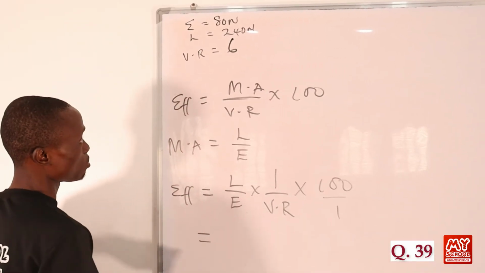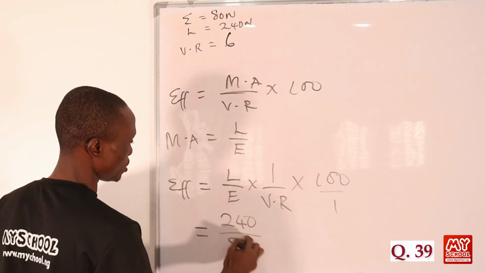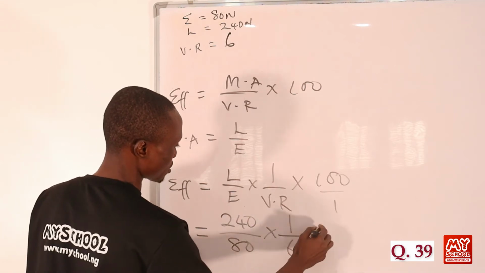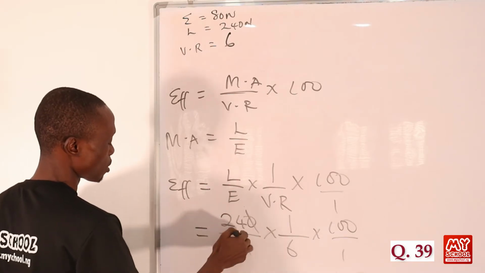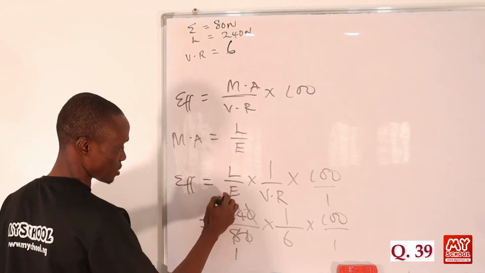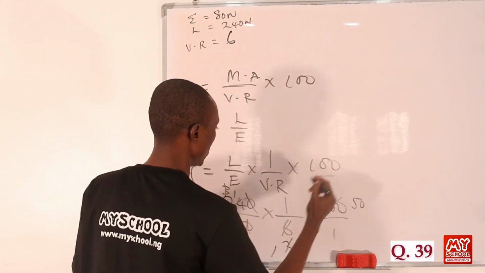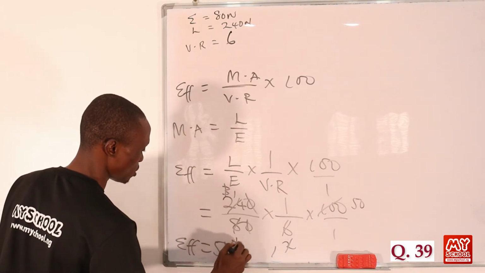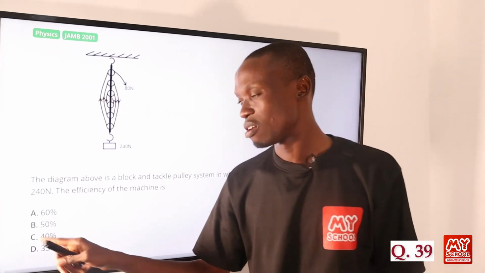So now we can substitute the values that are given to us. Load is equals to 240 and effort is equals to 80, times 1 all over the velocity ratio, which is 6, times 100 over 1. So here 0 will take out 0, 8 here is 1, 8 here is 3, 3 here is 1, 3 here is 2, 2 here is 1, 2 here is 50. So at the end of the day, the efficiency of the machine is equals to 50%. So let's return back to the screen to pick the correct answer to this question, and that is option B, 50%.